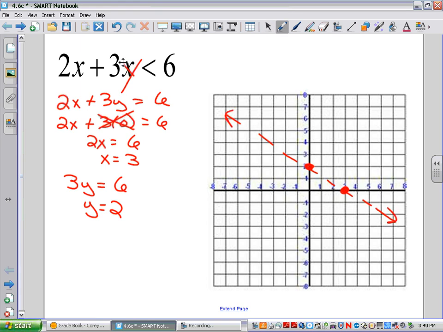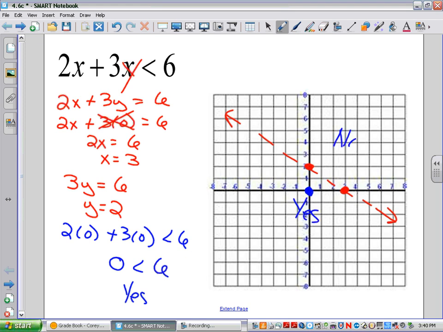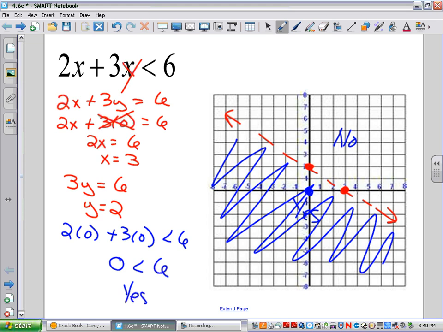Now let's do my test point. My favorite is 0, 0, which is right there. So I plug it in. 2 times 0 plus 3 times 0, is that less than 6? Well, that means 0 plus 0, which is 0, is less than 6. So ask yourself, is 0 less than 6? That is a yes answer, which means this blue dot over here is my yes side. The other side becomes my no side, and I always shade the yes side.